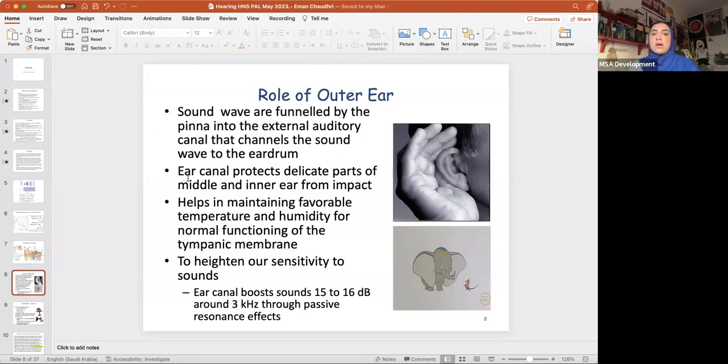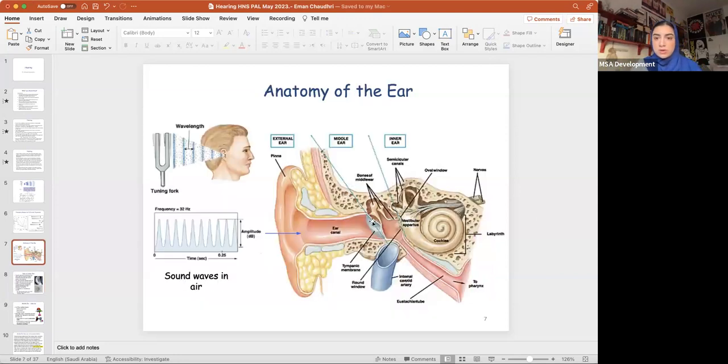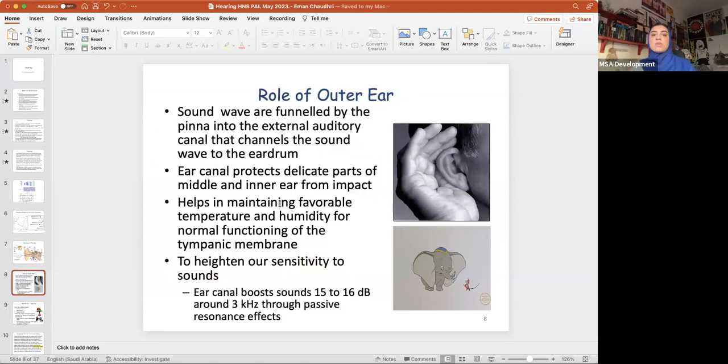So again, the role of the outer ear, it will allow the sound to be localized and then funneled through from the pinna into your external auditory canal, which is here. Pinna, external auditory canal to your tympanic membrane. And also, again, protect your tympanic membrane and the delicate parts of the middle and inner ear from impact. This is all protective mainly, and it heightens your sensitivity to sounds.